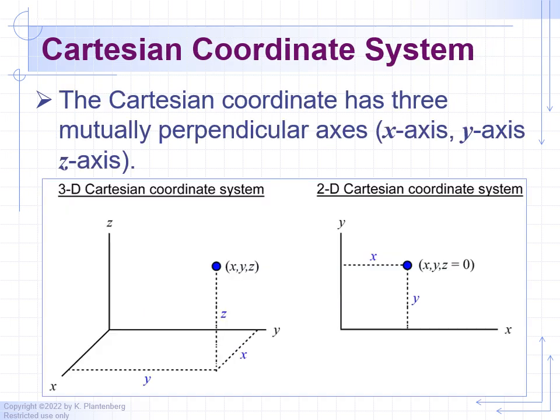Now the Cartesian coordinate system we're going to limit ourselves to is just the 2D one, but realize the Cartesian coordinates come in both 2D and 3D. For example, in the 3D one shown here, you have an X and a Y position, and then you'd have a height of Z. Now we're limiting ourselves to 2D, so we're just going to have X and Y. In our case, Z is always going to be equal to 0.